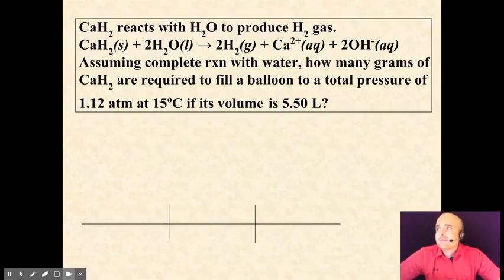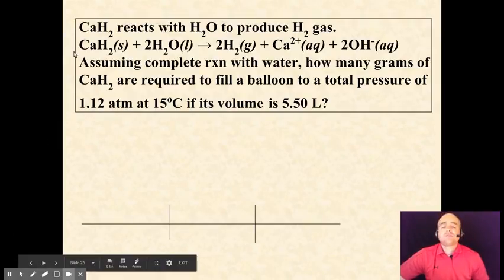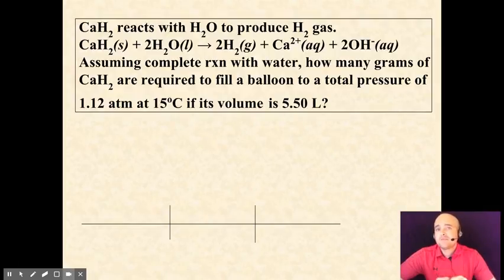In this problem, calcium hydride reacts with water to produce hydrogen gas via this reaction pictured. So ask yourself this question: is it an acid-base, a precipitation, or a redox reaction? Well, it's a redox reaction, and you can see that it's a balanced redox reaction as well. Assuming a complete reaction with water, meaning assuming 100% yield, how many grams of calcium hydride are required to fill a balloon, total pressure of 1.12 atmospheres at 15 degrees Celsius if its volume is 5.5 liters?